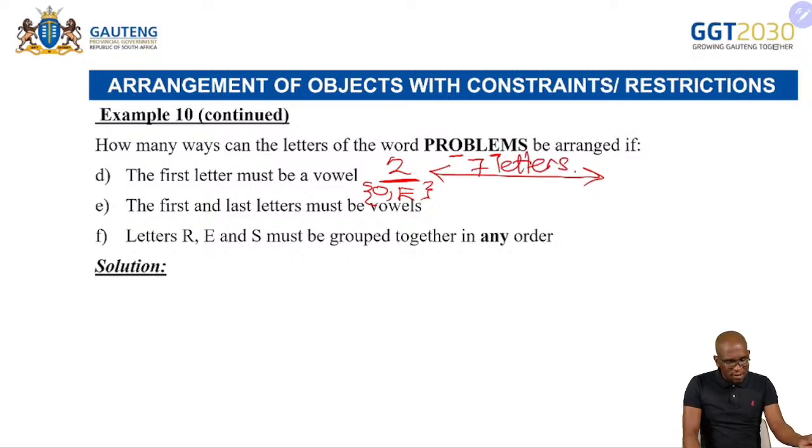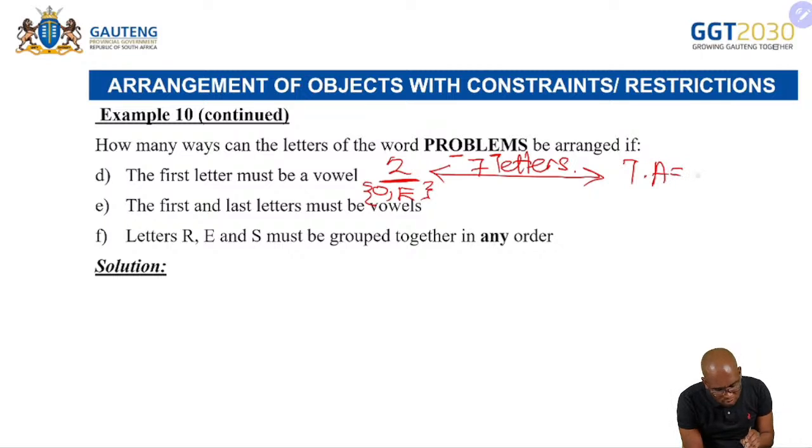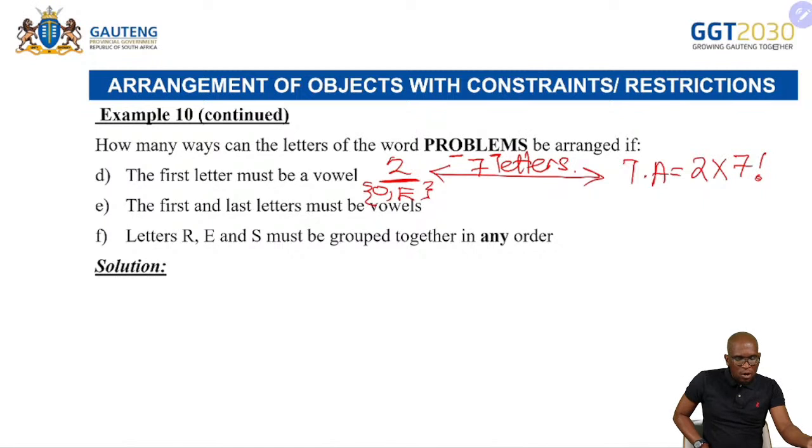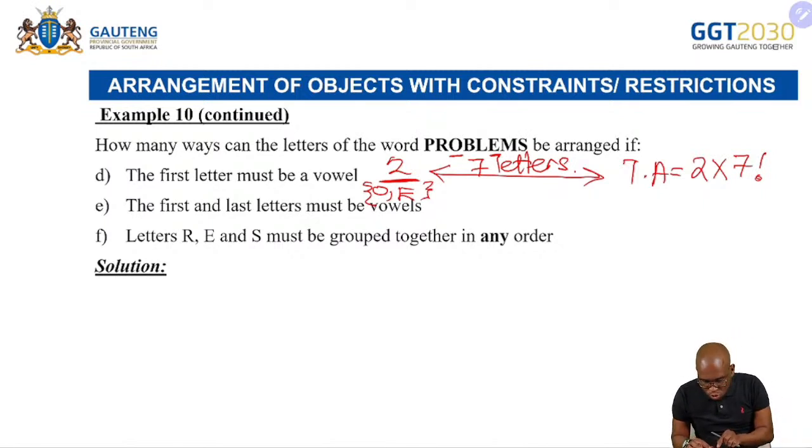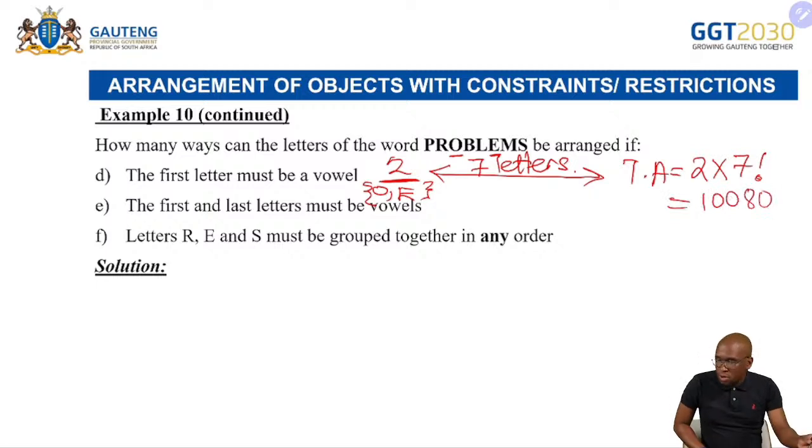If the first letter is a vowel, you are left with 7 letters, which means that the total arrangement would be given by 2 times the 7 letters that are left, which can be arranged in 7 factorial ways. That is if the first letter is a vowel. So that is 2 times 7 factorial. That gives us 10080. That is example number 10.